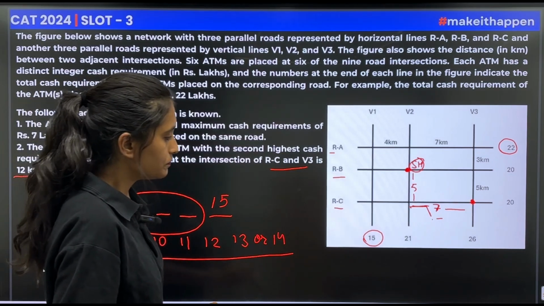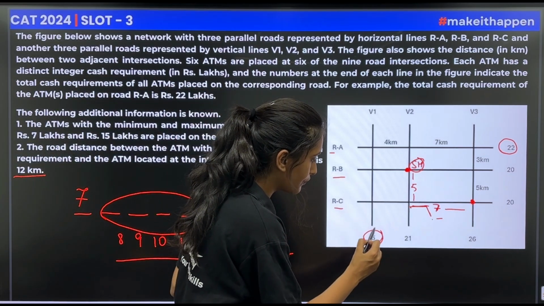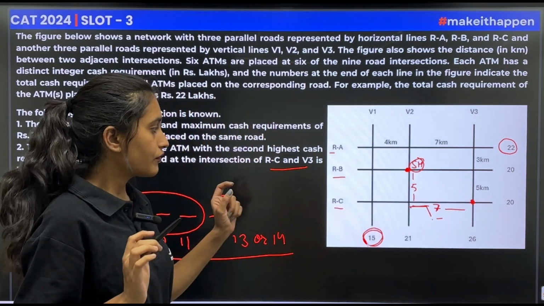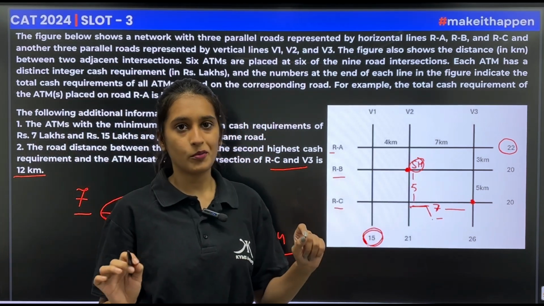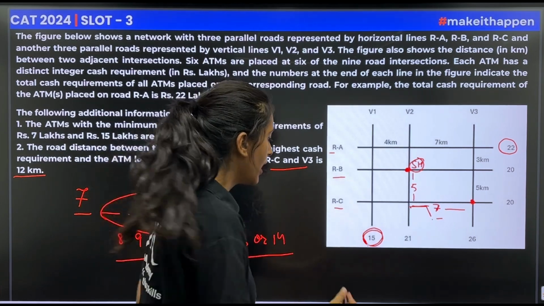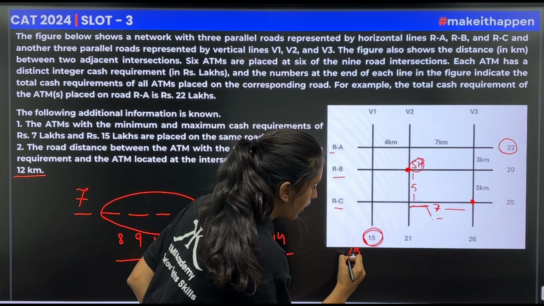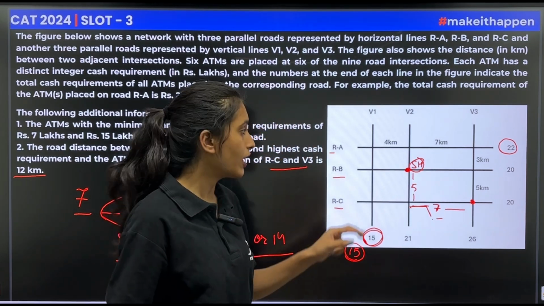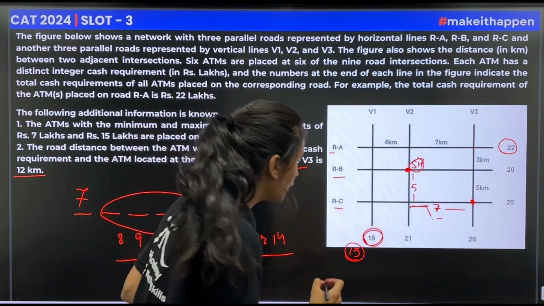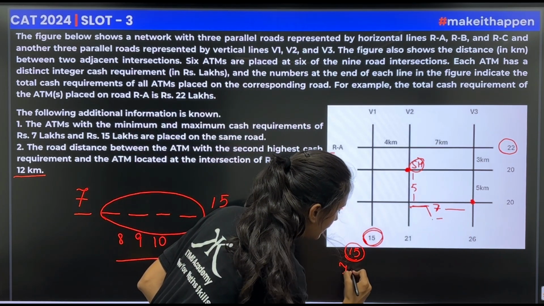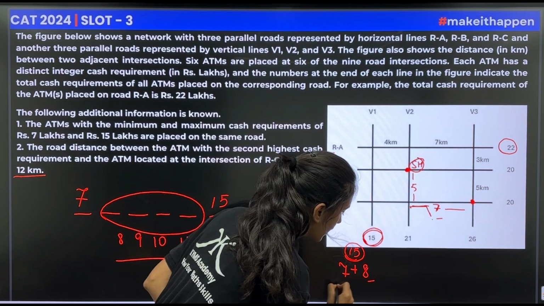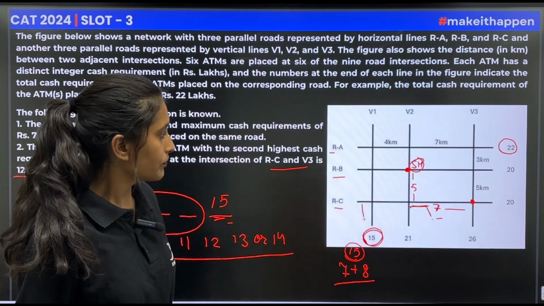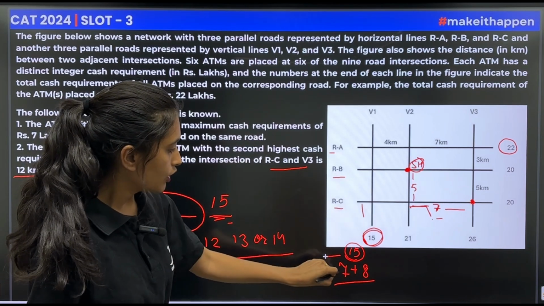Okay. Now if we want a sum of 15 over this road, can I say that I can get a sum of 15 only in two possibilities? Either the ATM with 15 lakh cash requirement is placed over here, or two ATMs, one with 7 and one with 8 lakh cash requirement, are placed over here. Okay. Now there will be two cases.